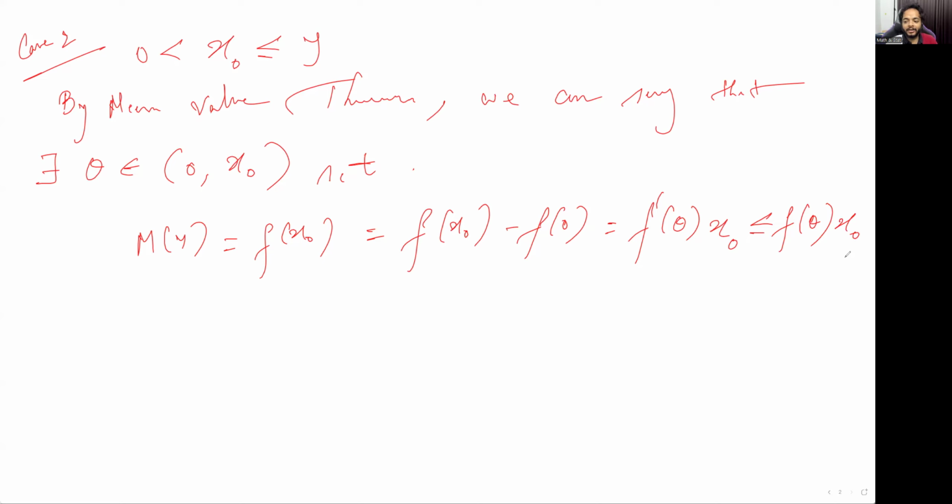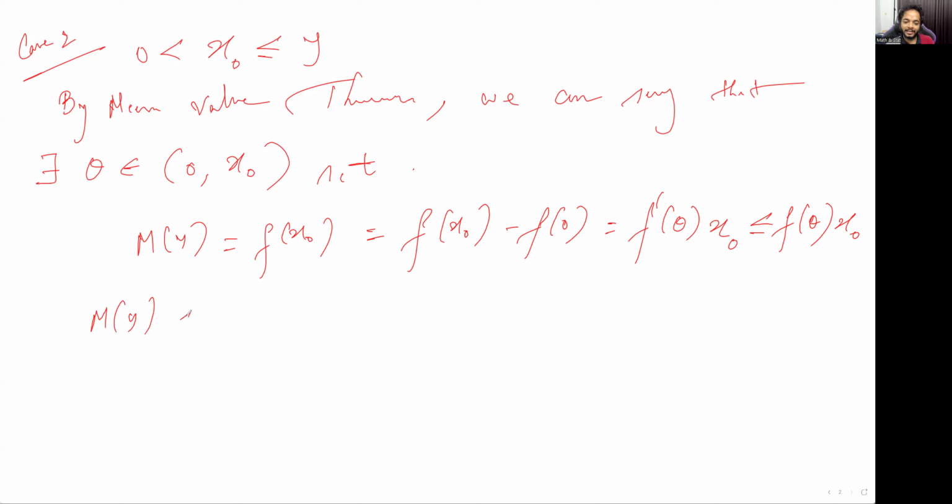Because again, try to understand that we have been given that for all x belonging to 0 to 1, f of x is always greater than or equal to mod of f dash x. So that's why we can say this. Okay, and now further, try to understand what is f of theta times x naught. So we can further work on it.